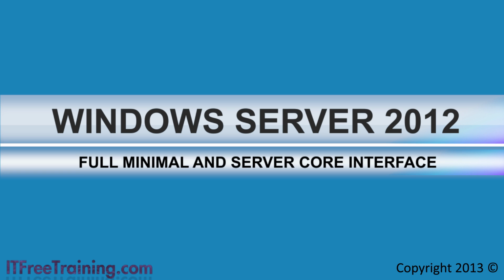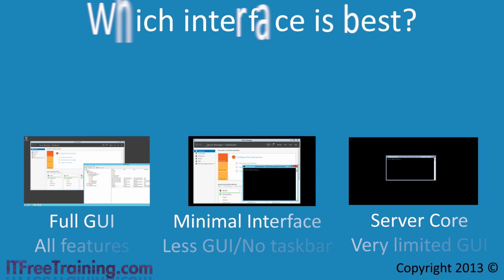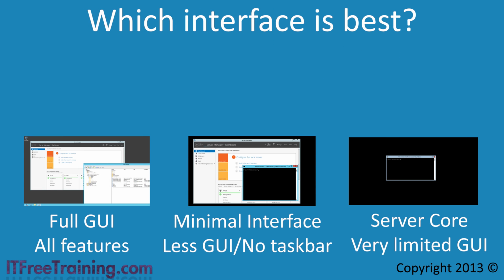The minimal interface gives the administrator more options than Server Core and less than a full GUI, so it is somewhere in between. Shown here are the screenshots of the three different interfaces. Which interface is right for you will depend on what your needs are. The full GUI interface uses the most resources on the computer, but you have access to all the features of Windows Server 2012 and can run any software designed to run on Windows Server 2012.